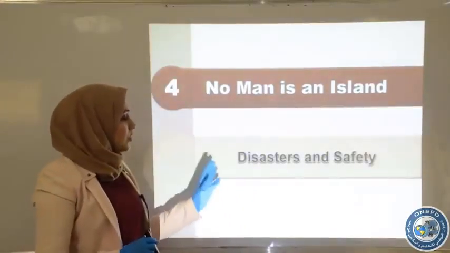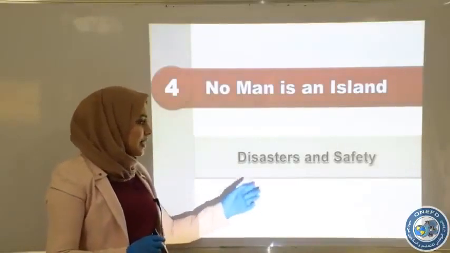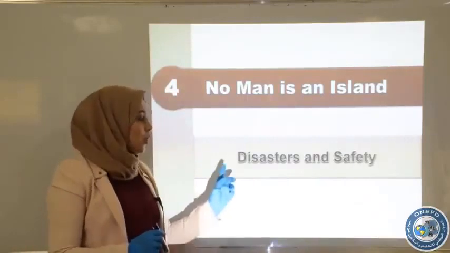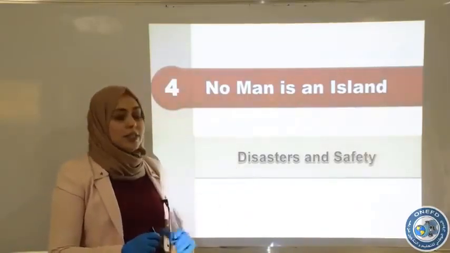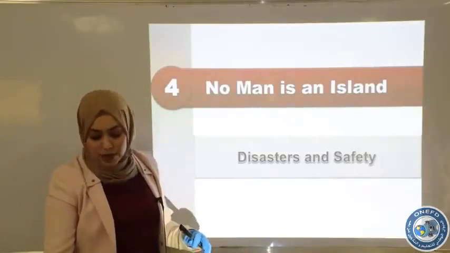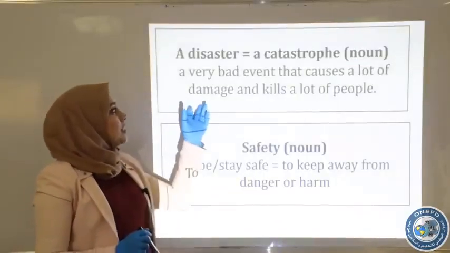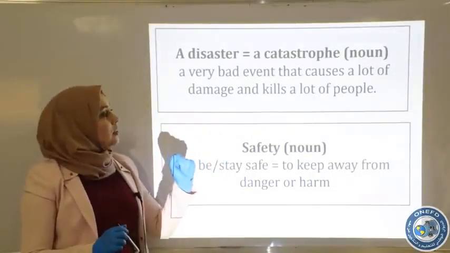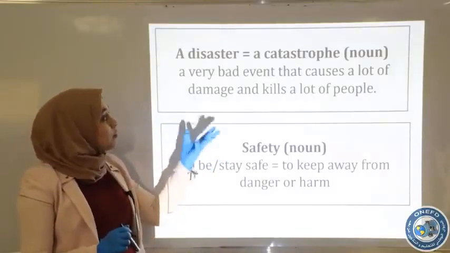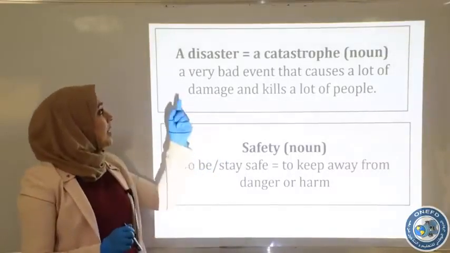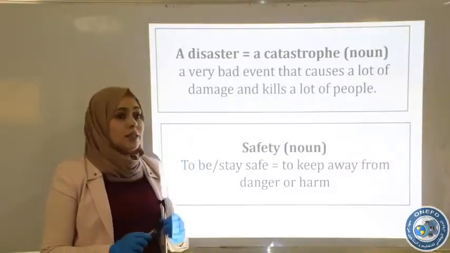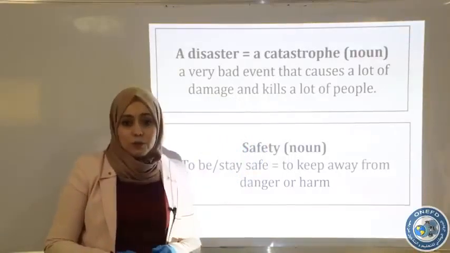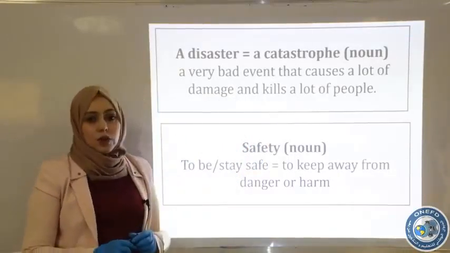Let's now try to explore the topic, which is disasters and safety. I believe that you are familiar with the word disaster. You have seen the word disaster before. So let's look at these two words. A disaster means a catastrophe, and here it is a noun. A definition in simple words: it means a very bad event that causes a lot of damage and kills a lot of people. This is a disaster or catastrophe.